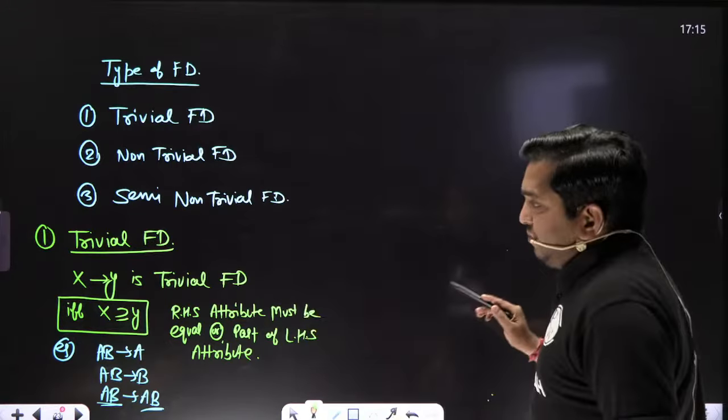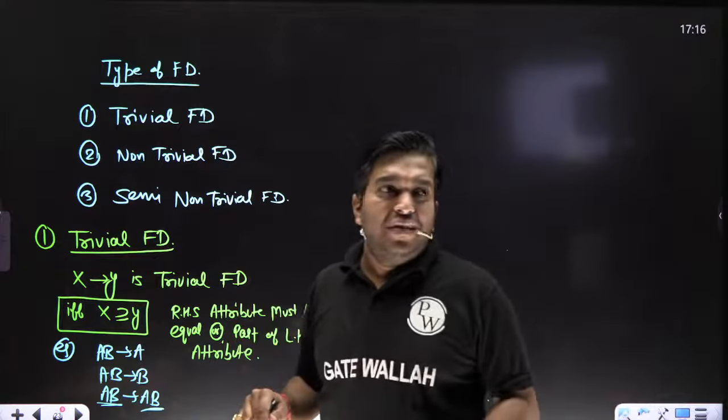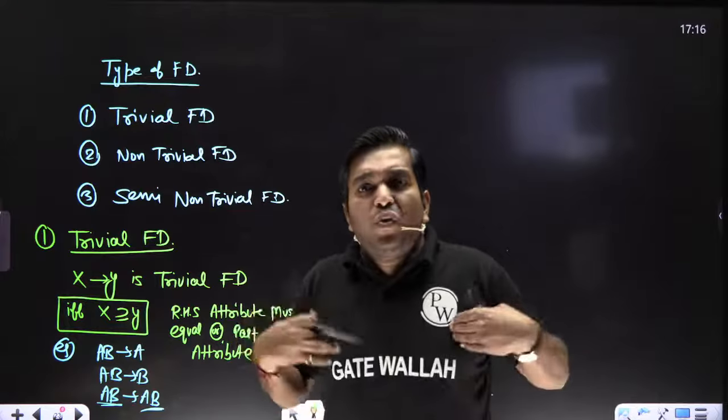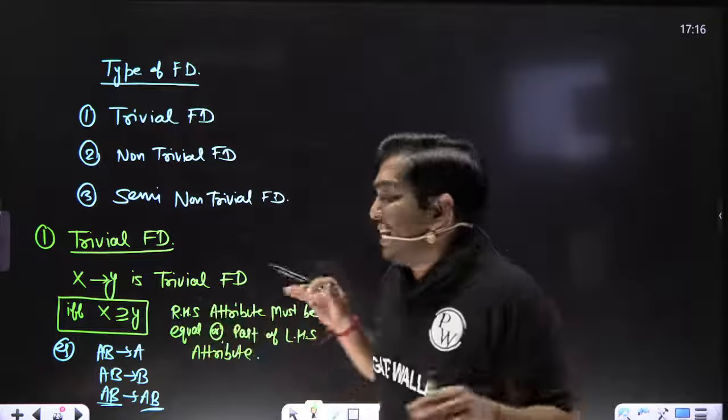What I am saying is, there are three types of FD: trivial FD, non-trivial FD, and semi-non-trivial FD. Yes, Sudeep, trivial FD is always satisfied. Why? Trivial means what? Itself from itself. Are you getting my point? That's why trivial FDs are always satisfied.